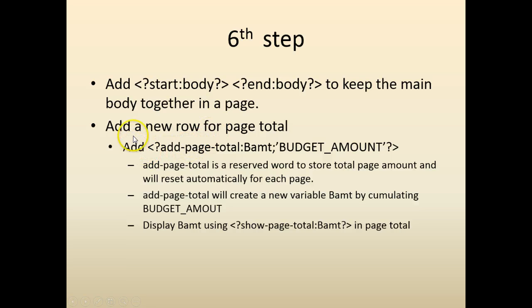We are going to add a new row under it, which we are going to use a keyword called add page total. So this keyword would accumulate the budget amount, and it's going to create a new variable called b amount. And we are going to use this keyword called show page total, and it's going to display the b amount that stores the budget amount for the page. And these values are automatically reset for each page.